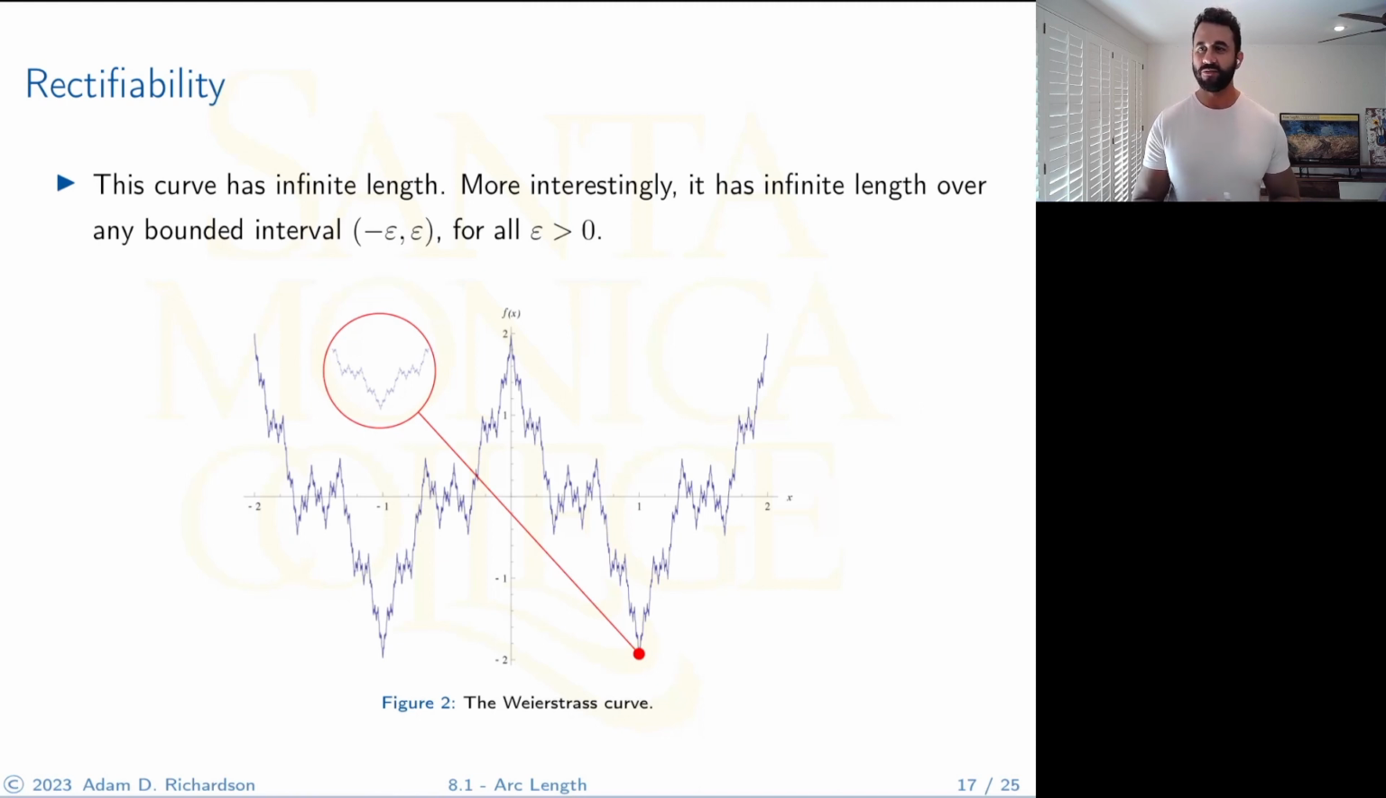So give me an interval of any length that you want. Even if you didn't want to go very far, maybe you just wanted to go from here to here and just look at that part of the curve, the length is infinite on that interval. If you shrink it and do an even thinner interval, so you only have that piece, the length of the curve in that interval is infinite. So it's even weirder. It's not rectifiable and it's very, very weird. It's got infinite length for any bounded interval, negative epsilon to epsilon.